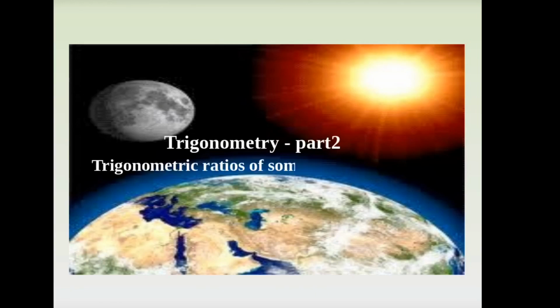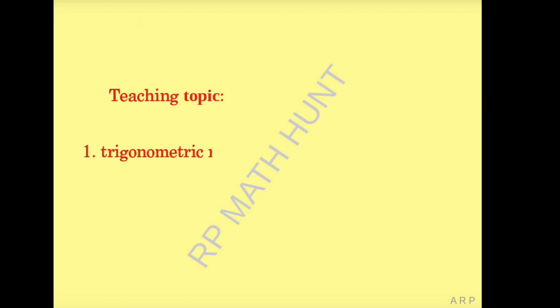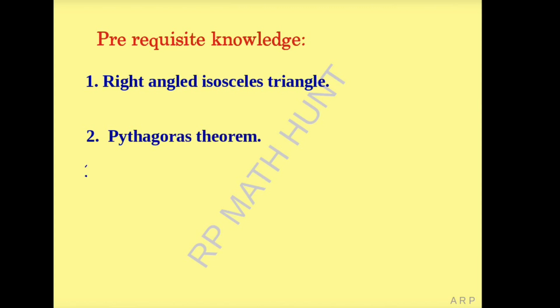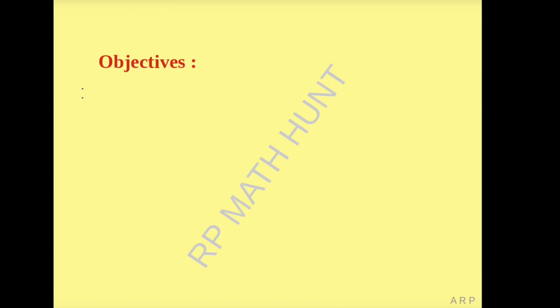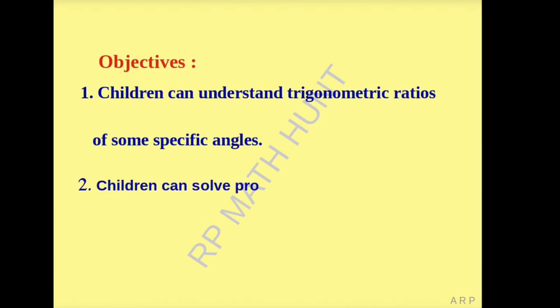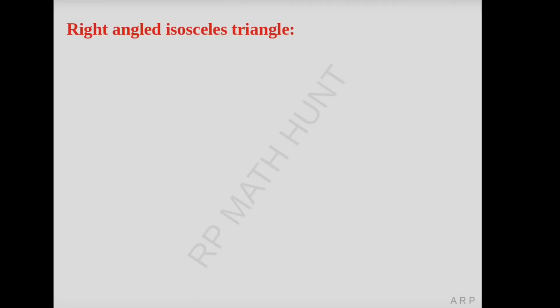Trigonometric ratios of some specific angles. Teaching topic: trigonometric ratios of some specific angles. Prerequisite knowledge: the right-angled isosceles triangle, Pythagoras theorem, and the height of an equilateral triangle. Objectives: children can understand trigonometric ratios of some specific angles, and children can solve problems on specific angles.